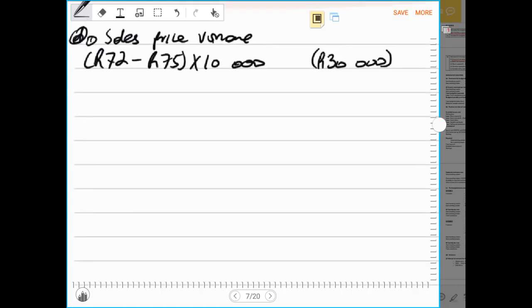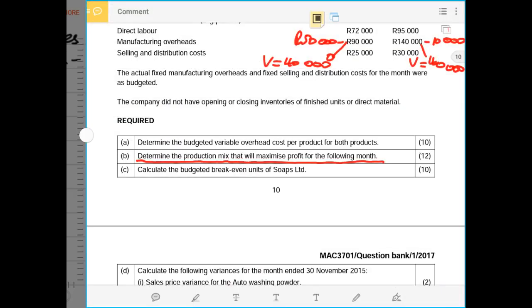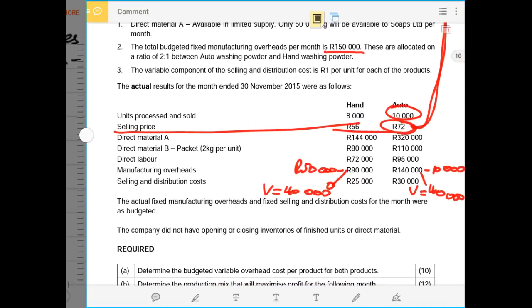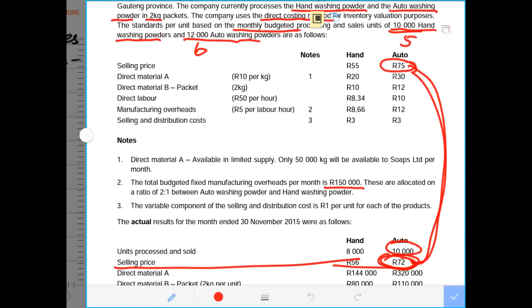Why unfavorable? Because we sold the units at 72 rand instead of 75 rand. Even if you wanted, you could have said actual minus standard. We sold for 72 instead of 75, which we budgeted. So we received less revenue than we anticipated. So we had the actual price of 72 rand minus the budgeted price of 75 rand. So now we made less income than we anticipated.